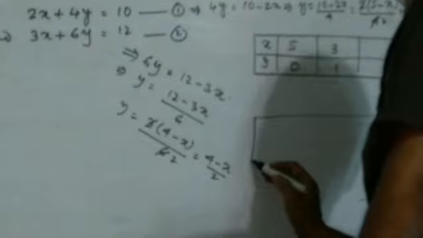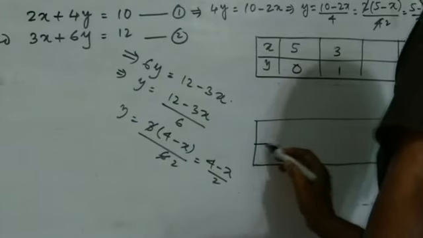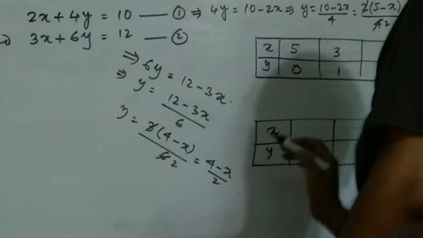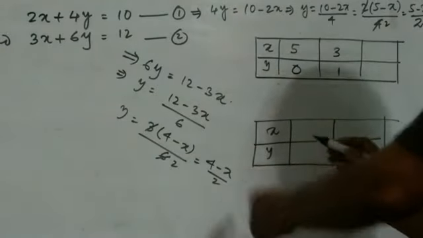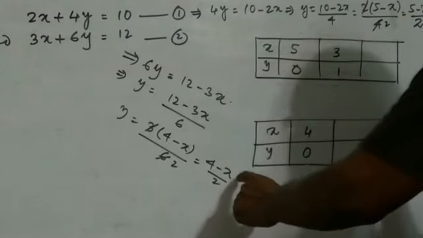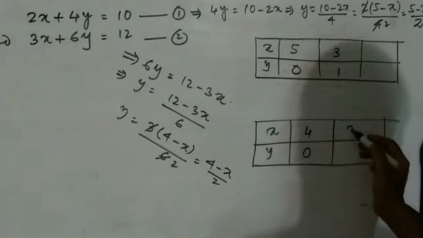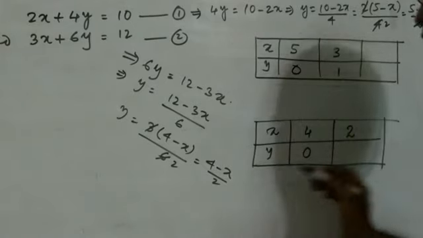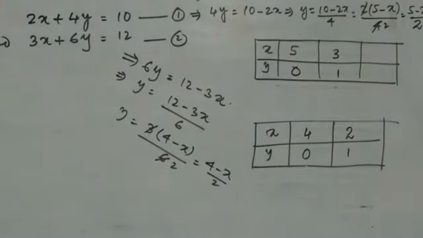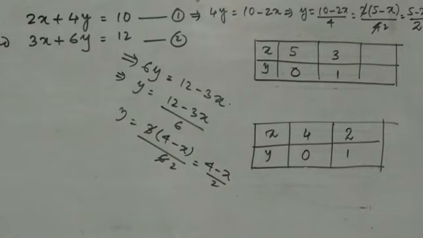Now again a value chart for the second equation you will make, students. This is for the second. Here is x, this is y. Put x equals 4, y equals 0. Put x equals 2, y equals 1. 4 minus 2 by 2, that is 1. So we have taken the value chart. We have calculated the values. Now we will plot it graphically.